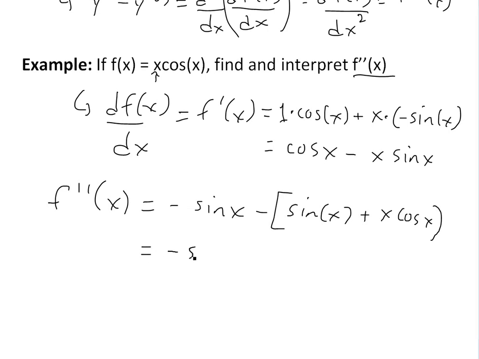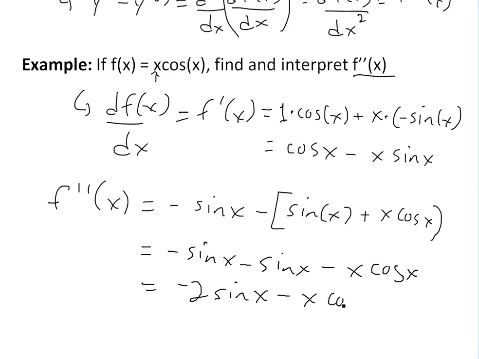So now we'll have negative sine of x. Just simplify it. We'll have a negative sine of x, put the negative inside, and negative x cos of x right here. Oh, it's a bit messed up. Anyway, so now we add these up: negative 2 sine of x minus x cos of x right here. So this is f double prime of x.